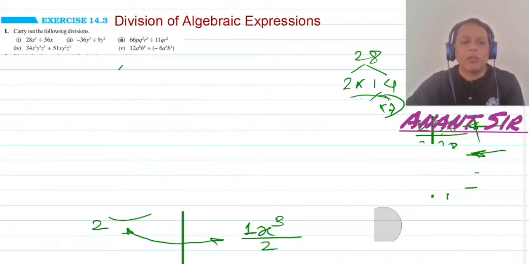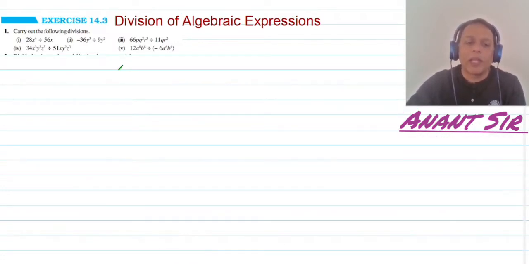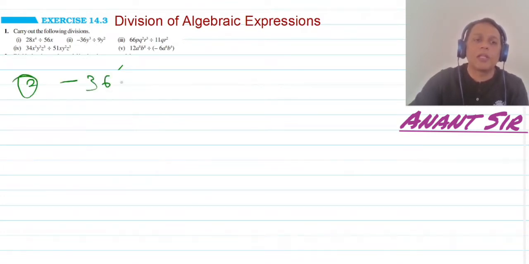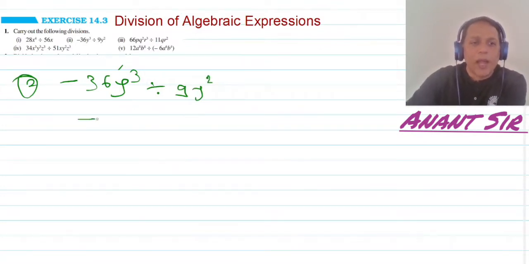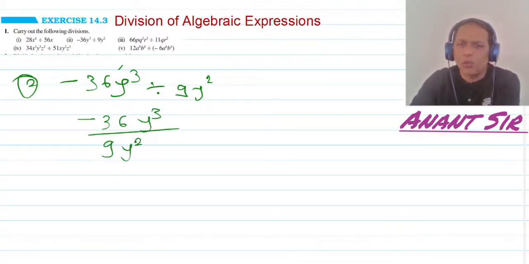So second question is almost similar. The only difference is that there is a negative sign. So second question, minus 36y raised to 3 divided by 9y square. So I can write this as minus 36y raised to 3 divided by 9y square. I think we should do the first method only.